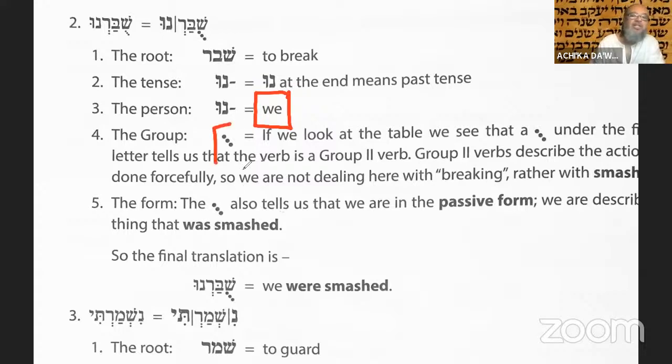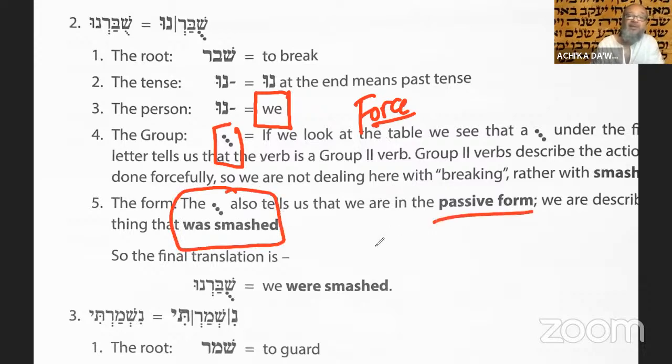Okay. The 3 dots right here tell us something. When I look at it, I know it's in group number 2. And group number 2 is a very forceful place. It's very hostile. So I'm not talking about breaking anything, I'm literally talking about smashing it. And it also tells me it's passive, that something is being smashed. Passive means that I'm not doing the action. The action is happening on me or it.